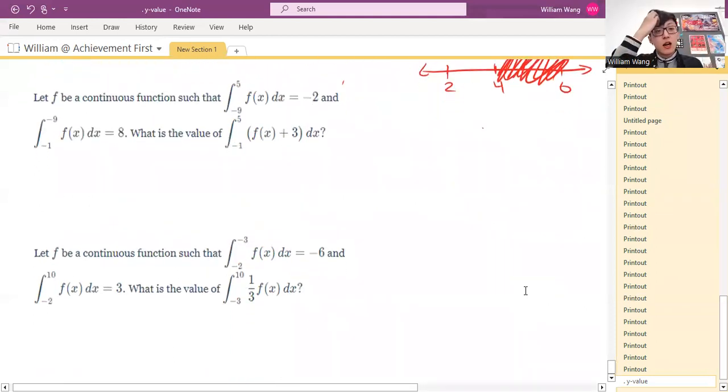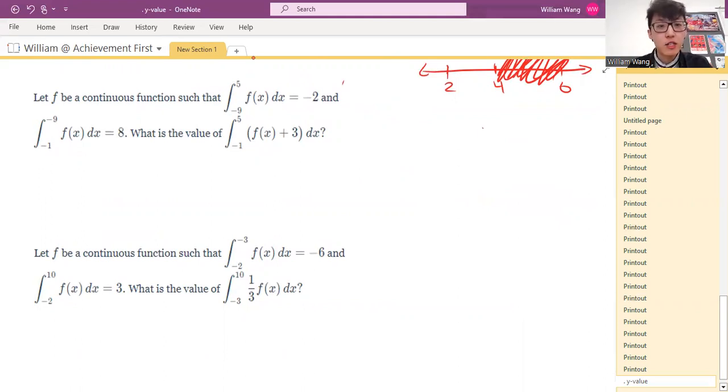All right, I'm going to do two more. Let f be a continuous function such that my integral from -9 to 5 is -2, and -1 to -9 is 8. What is the value from -1 to 5 of f(x) plus 3 dx? All right, so I'm going to start based on my answer, right? So what I would do here is, first I will note, this looks sort of complicated, but remember, we have an addition property. Don't overthink it. Simply, this is my integral from -1 to 5 of f of x, and I can separate the integral. So plus my integral from -1 to 5 of 3.